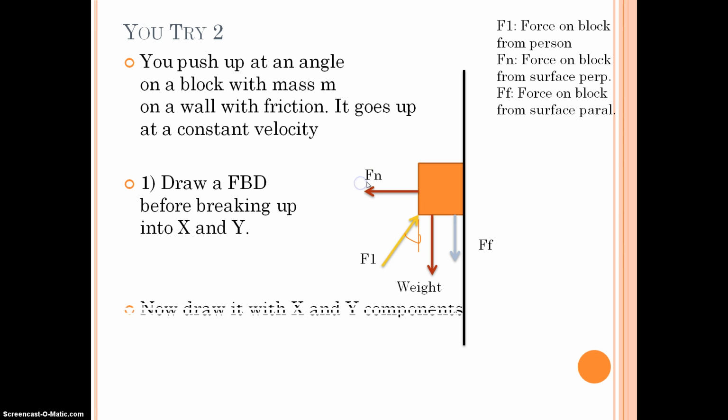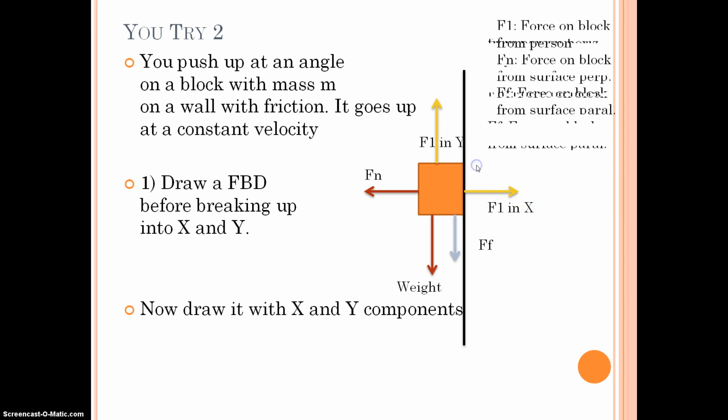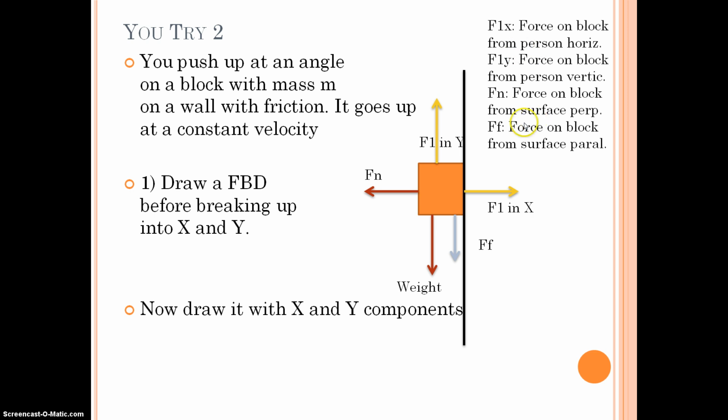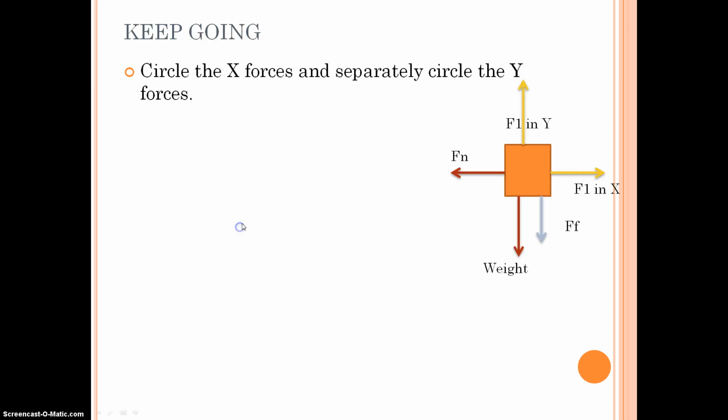I'm sorry. Now let's draw it again with the x and y components, which means this force is going away, and we're going to have an x force and a y force. I kind of added it in, but again, I forgot weight. My bad. So we can see there are 5 component forces at work here. Now, what I want you to do is please circle the x forces and circle the y forces separately, figure out if they're balanced or imbalanced, and then choose a direction for positive and negative.